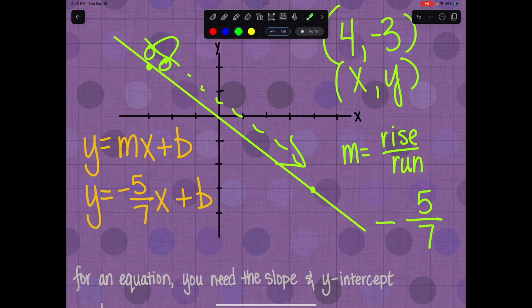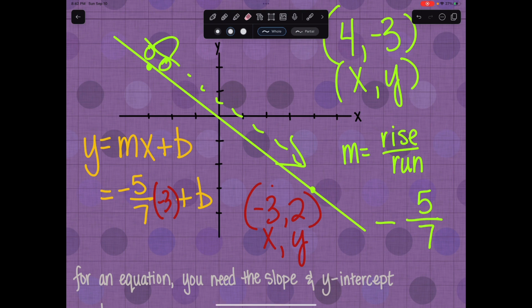I could use -3, 2, they gave me that. I could also use 4, -3. I just put 1 in for x, 1 in for y. So let's go with the first point that they gave me, which is -3, 2. All right, so this is x, y. So I'm going to put -3 in instead of this x, -3. Then I'm going to put in 2 in place of the y. And then all I do is I do the math and I solve for b.